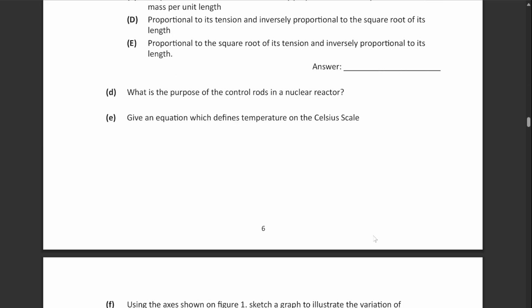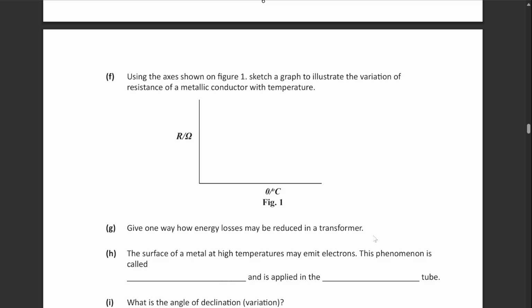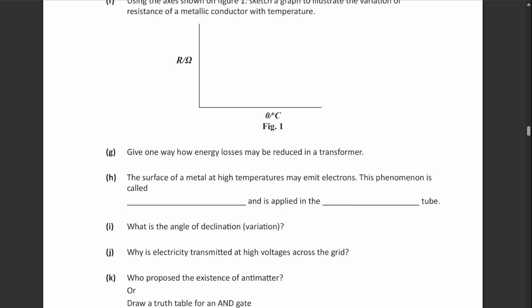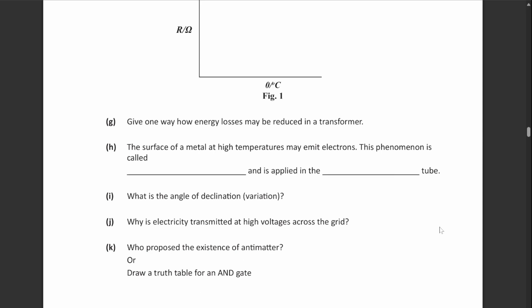Define temperature in Celsius scale, okay. Alright, again, just say sketch a graph instead of using the axes. Like, it just has to be realistic. Also, is that a 0? That's meant to be a theta, but sure. Yeah, and again, there's resistance, then there's transformers, and then there's that, and then angle of declination. Like, everything just seems to be all over the place.